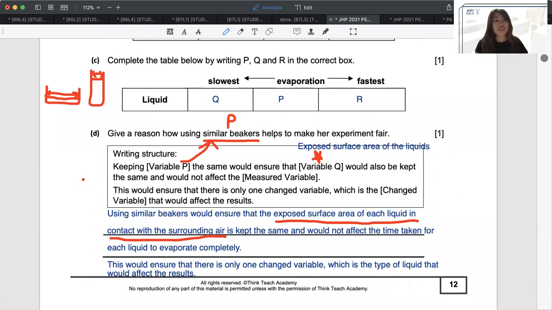So you just need to expose yourself to more of this question. Every time you see similar type questions, just use the writing structure. Think a little bit deeper. What is variable Q? What if I change variable P? If I change variable P, how am I going to affect variable Q? What will variable Q be? What am I going to affect, which will then affect my measured variable? So that should be what you need to think a little bit deeper about. And remember, it's always your science concepts, whatever you have been taught. All right?